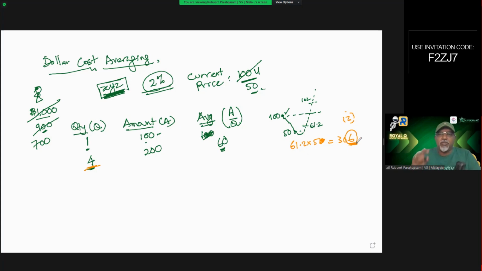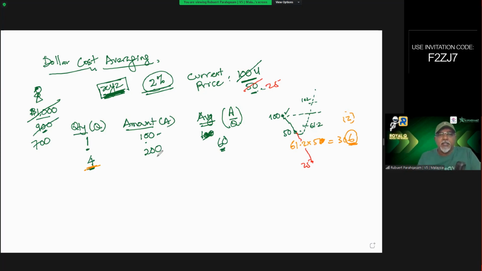Now let's do this one more time. Suppose the market didn't go up. Suppose the market went down further. It went down to, let's say, $25. The current price now is $25. So what I want to do, I want to take advantage of this downtrend and I want to buy double up.